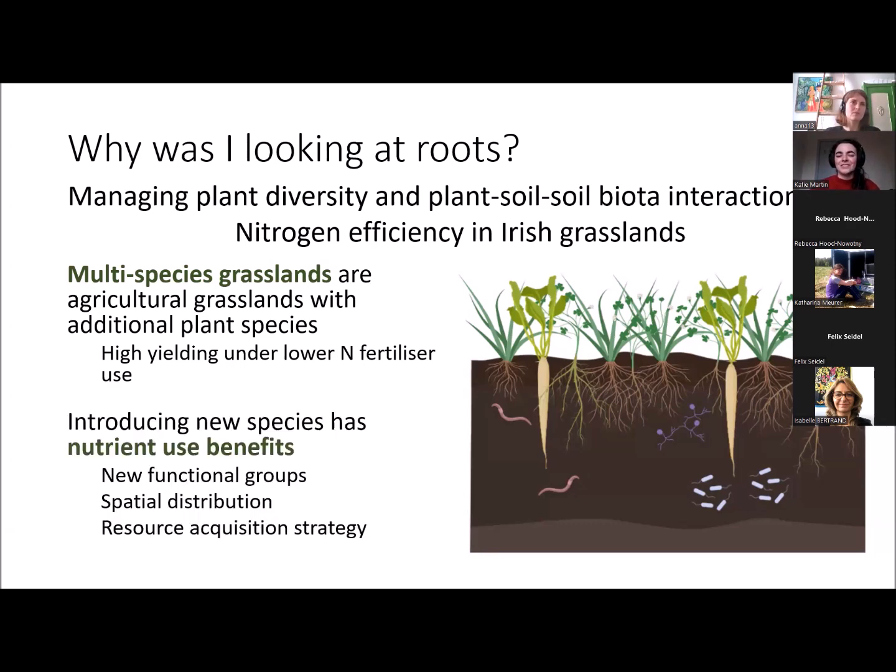So by introducing new species, you get extra benefits such as new functional groups. You might have nitrogen fixing legumes. You have different spatial distribution of roots in the ground, and they have different resource acquisition strategies. So you're getting that nutrient efficiency. So there's a big focus on roots in my research.